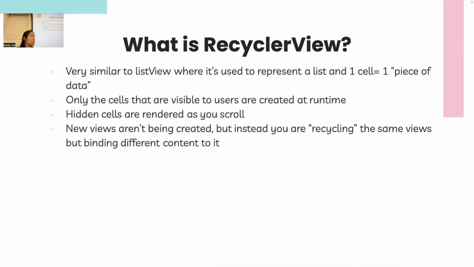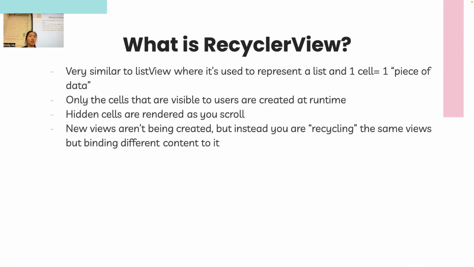And it's very similar to a list view, so it can also display a list of items. And similarly, one cell is equal to one piece of data. However, due to the name, it's only the cells that are visible to users are created at runtime. And kind of what this means is that, for example, if a screen can only hold 4 Facebook posts, you're only going to create the 4 different views. And then every single time you want to scroll down and see a new post, it's the same view, the same overall shape, but you're putting new content to it. So what that can mean is a new picture or a new caption, but you're still using the same views.